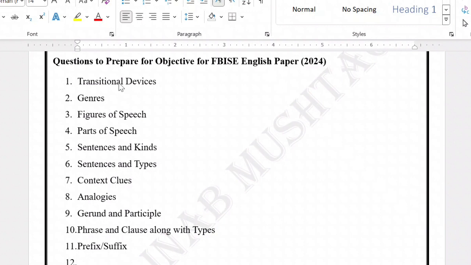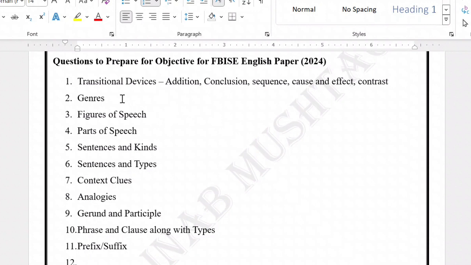The first question you have to prepare is of transitional devices. What are transitional devices? There are like 3 to 4 kinds of transitional devices that you are expected to prepare: transitional devices of addition, conclusion, sequence, cause and effect, and contrast. These are pretty much the devices you have to prepare for your exam.